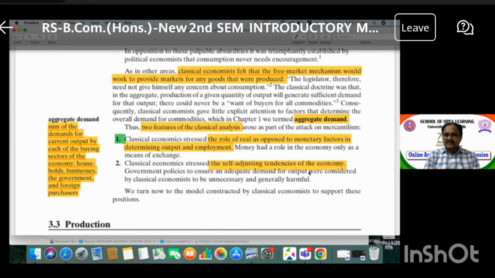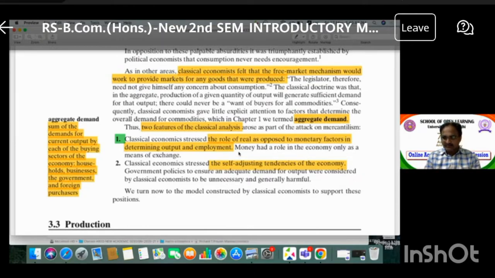So in the initial stage we have four factors, which we already discussed in the previous chapter. What are the factors? Labor, land, capital, organization. Labor is one factor, land is another, then capital and organization. Out of the four, the classical economists stressed the real as opposed to the monetary factors in determining output and employment. It is written clearly here.